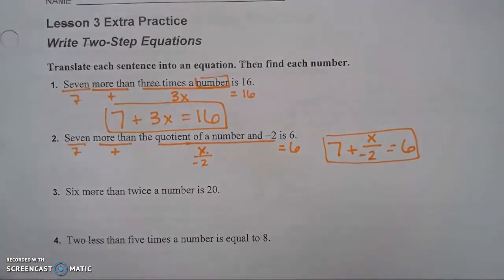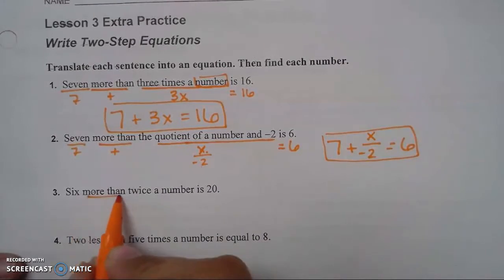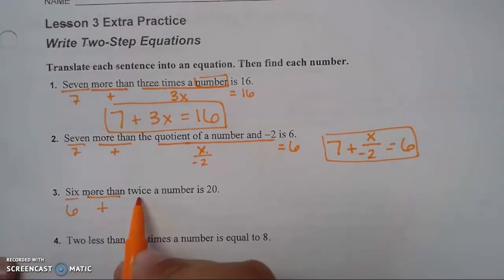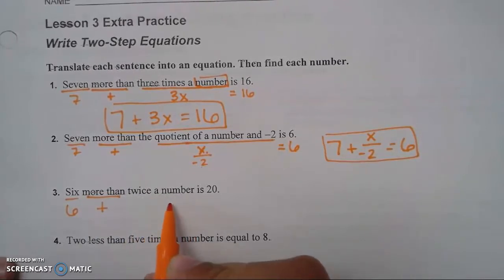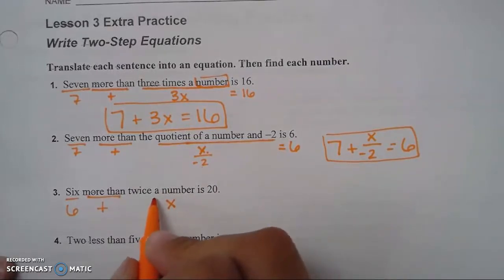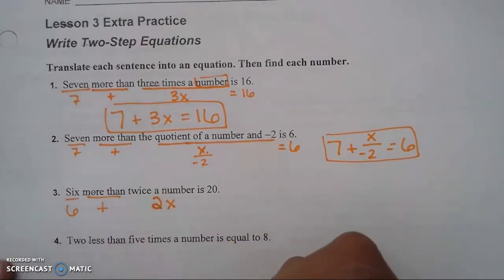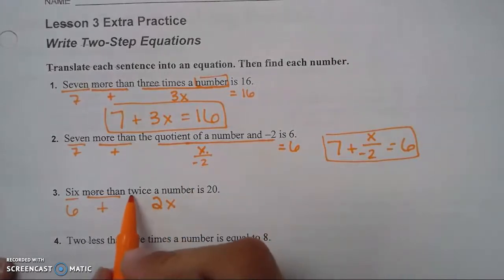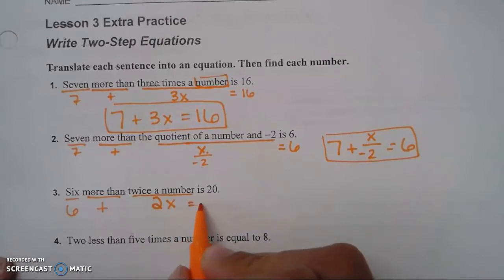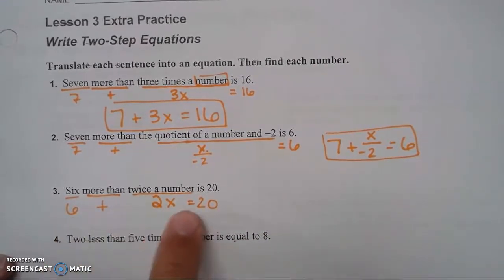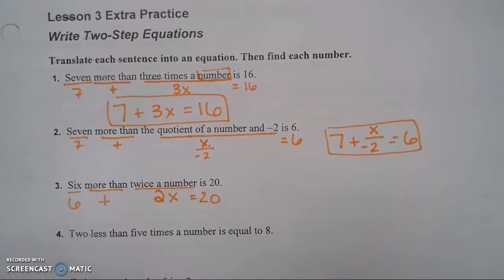All right, next one, 6 more than. There's a lot of more thans on here. So 6 more than, twice a number. So where the number is, this is our variable, and if we want twice that, it's just going to be 2 times that. So twice the number represents 2x, and then is 20 is your equals 20. So your answer here is 6 plus 2x equals 20.